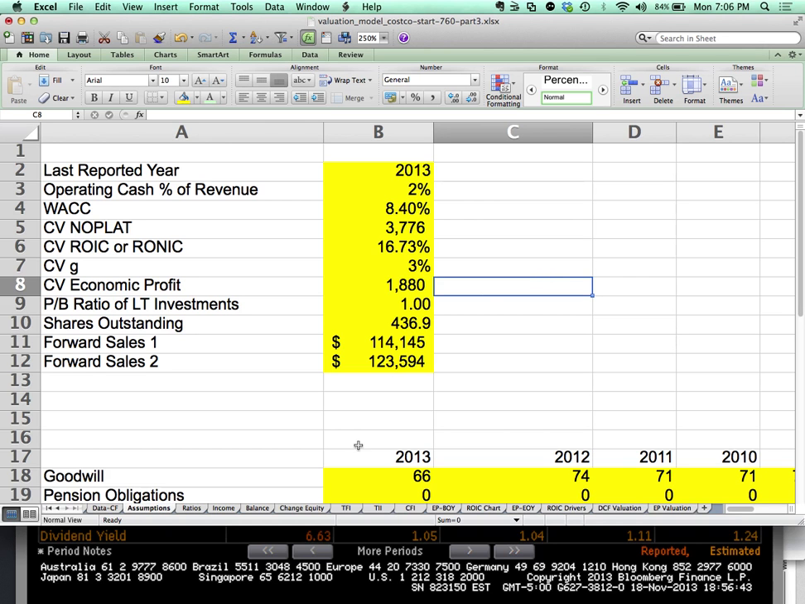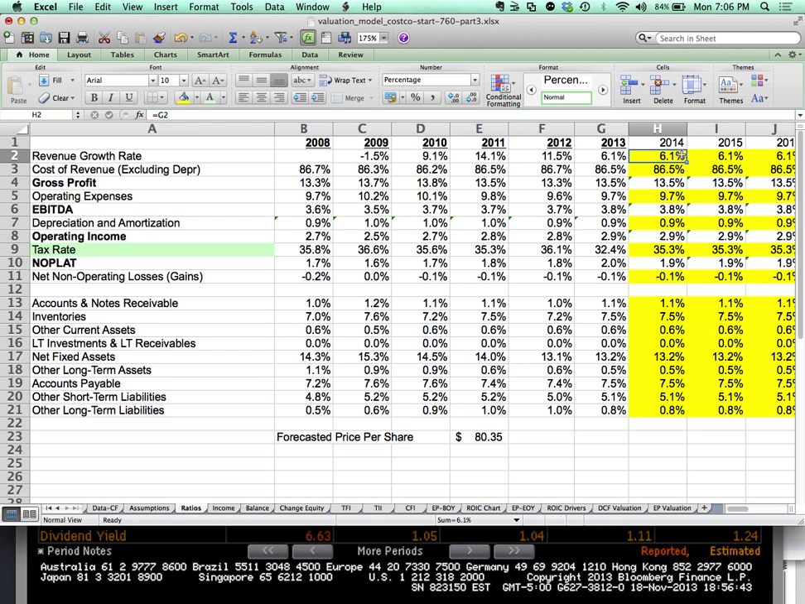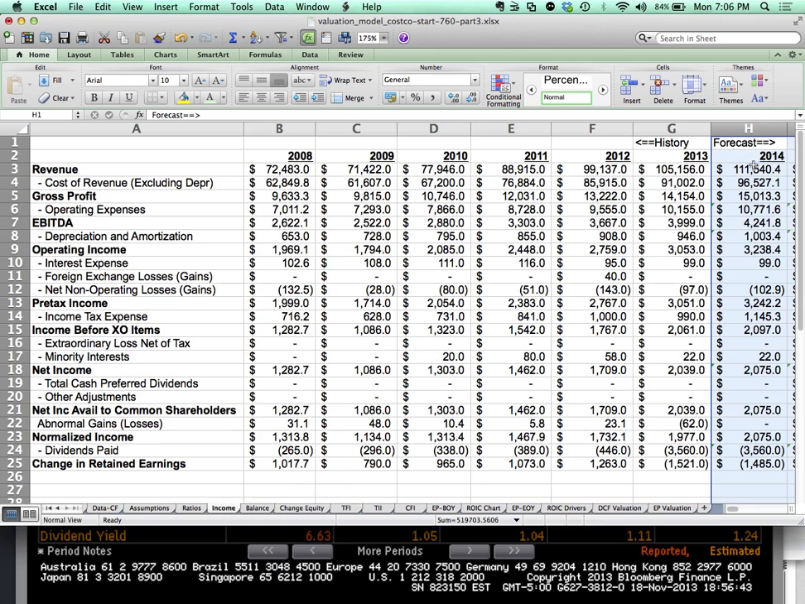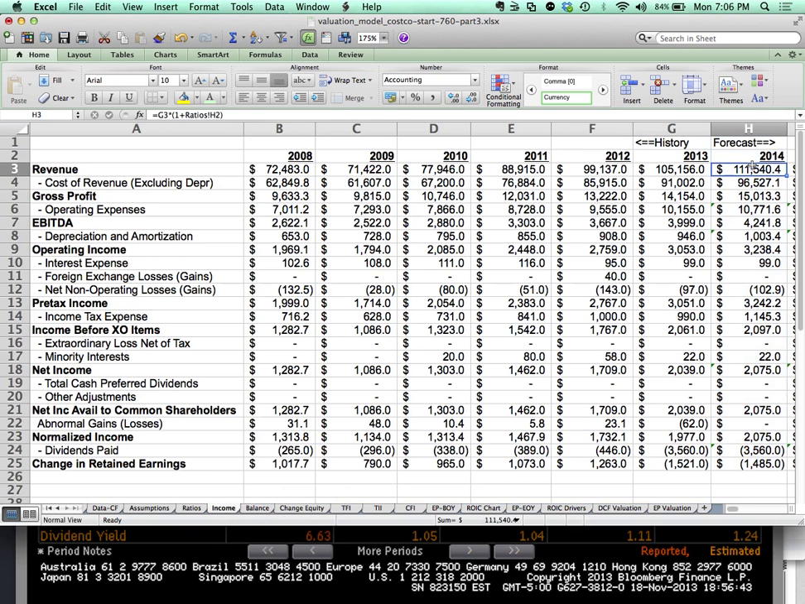All right, so go back to my ratios tab. So what I need is the percentage change in revenue in 2014. That gets me to 114,145 on my income tab. That's the number I want that to be. So I have two choices to do that. Choice 1 is I can continually change that number until I get to that number. Or choice 2 is I could solve for it.